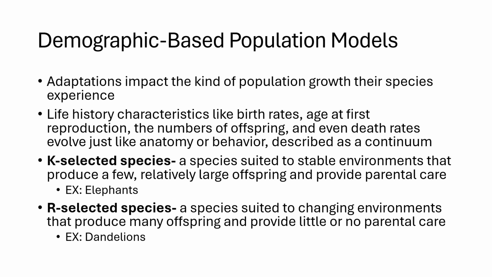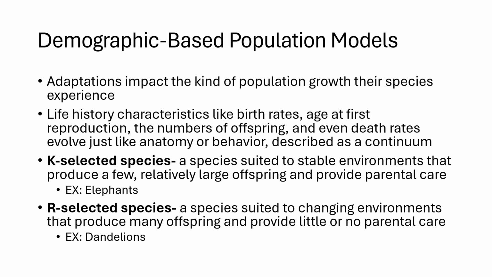So as mentioned, there are other models that are looking at other things. In this case, a demographics-based population model is looking at the adaptations that might actually push us towards fitness, but life history characteristics such as birth rate, age at first reproduction, offspring rate, and death rates are all being pushed by fitness and selection pressures.